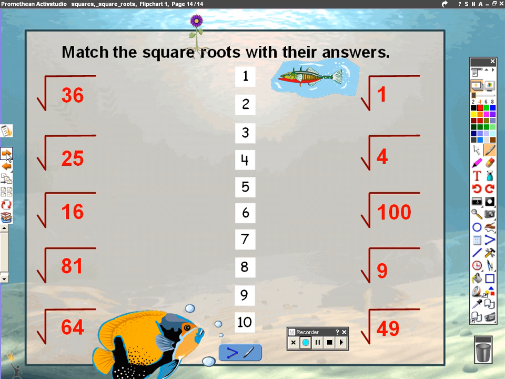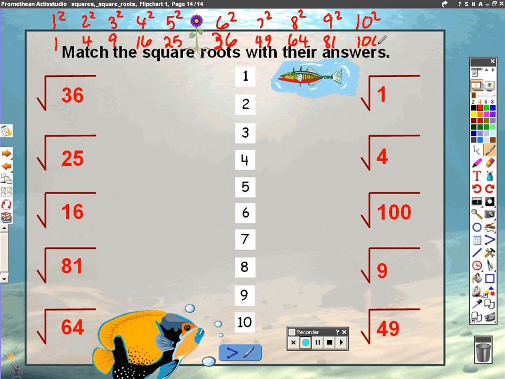Okay, we need to match the square roots with their squares. Square root is going backwards. So I find it helpful to make a cheat sheet. And this is what I do. I do 1 squared is 1, 2 squared is 4, 3 squared is 9, 4 squared is 16, 5 squared is 25, 6 squared is 36, 7 squared is 49, 8 squared is 64, 9 squared is 81, 10 squared is 100.